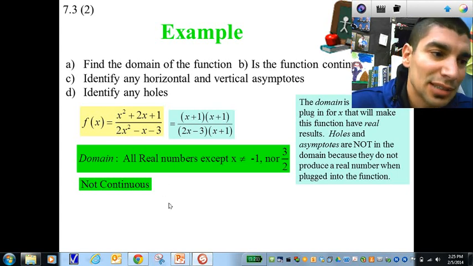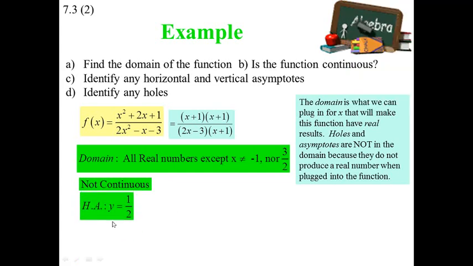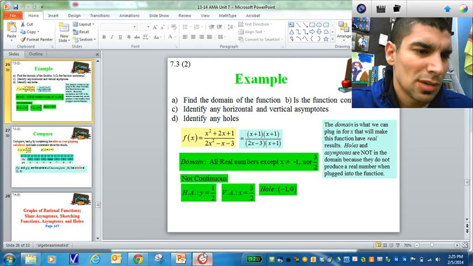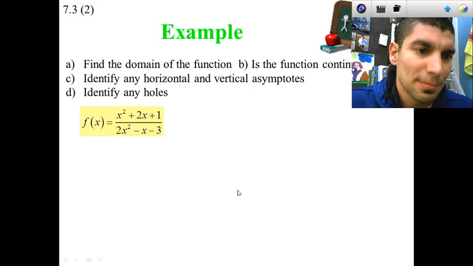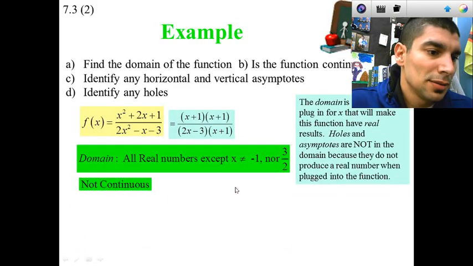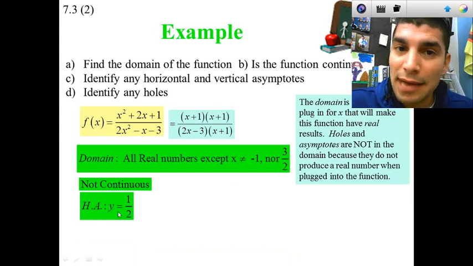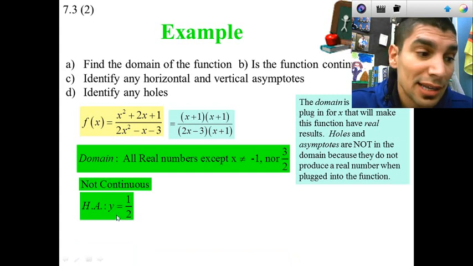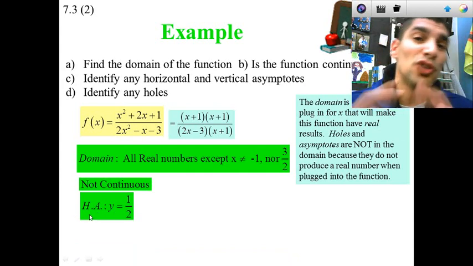What about the vertical asymptote? Notice I labeled it: horizontal asymptote is y equals 1/2. I have to know if you know whether it is y equals or x equals, whether it is the horizontal or the vertical. Know the difference. I'm testing whether you know the difference or not. If you need help with that, let me know.